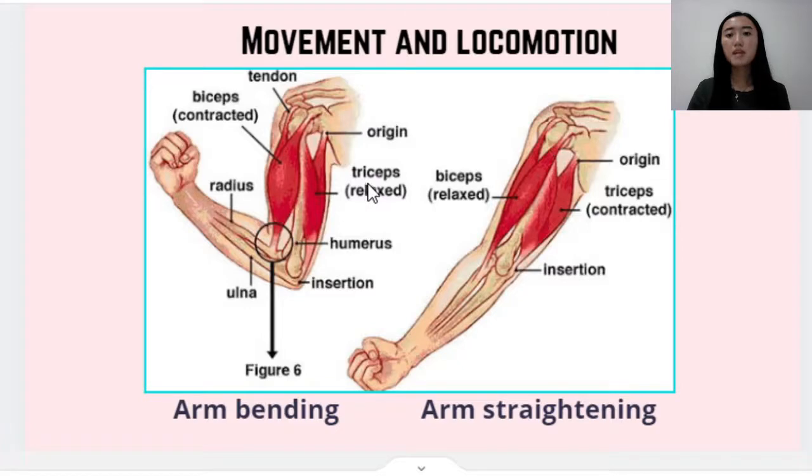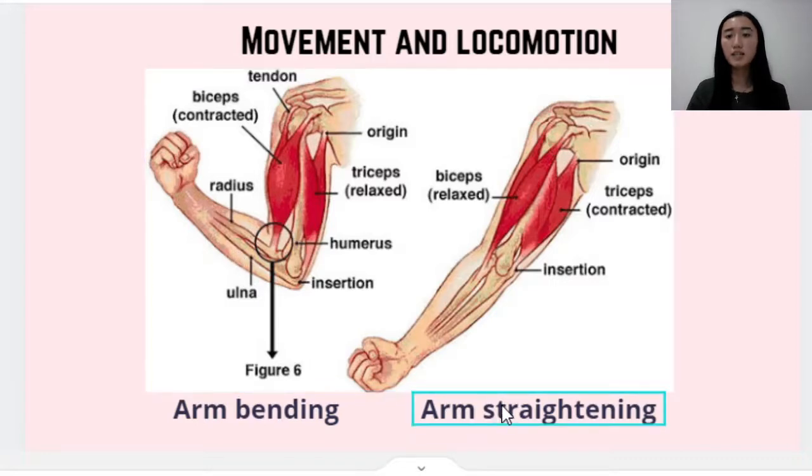At the same time, the triceps is relaxed. When the biceps is contracted, the pull force is transmitted to the radius through the tendon, and the triceps is relaxed. The radius will pull the arm upwards, causing the arm to be bent.